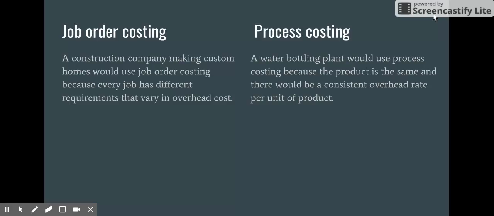Whereas process costing has a lot of the same unit being made, or large batch sizes, where it's easy to track overhead costs and trace them to an individual unit of product. A water bottling plant would use process costing because the product is the same and there would be a consistent overhead rate.